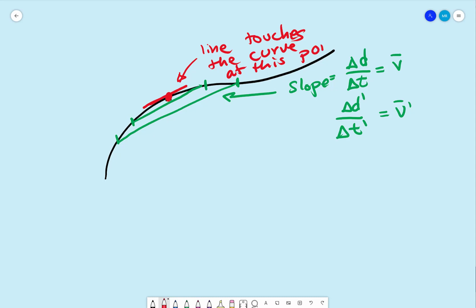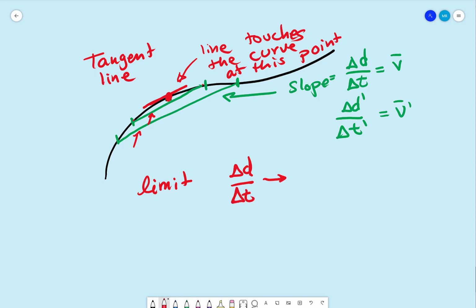Okay? This line that touches the curve at that point is called the tangent line. And the slope of the tangent line is given as we take the limit of the slopes of these averages, right? These average slopes closer and closer to this point. And so in that respect, we're looking at the limit as delta d and delta t go closer and closer to our actual velocity at the point P.